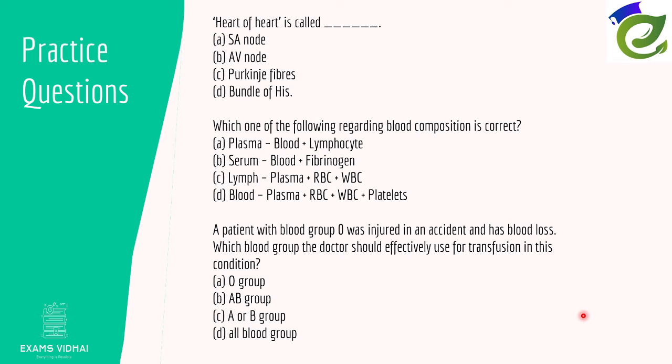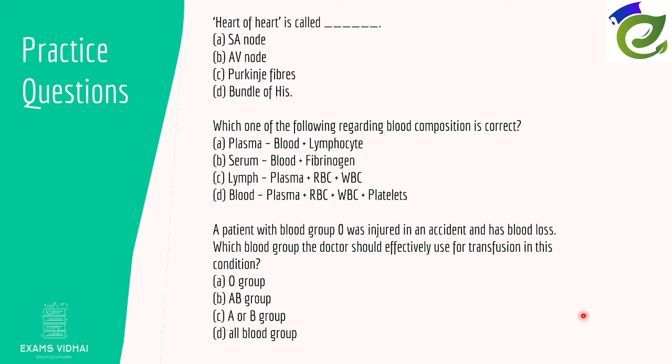The pacemaker of the heart is called as: SA node, AV node, Purkinje fibers, or bundle of His. The next question states: which one of the following regarding blood composition is correct? Plasma is containing blood and lymphocyte. Serum is containing blood and fibrinogen. Lymph is containing plasma, RBC and WBC. Blood is containing plasma, RBC, WBC and platelets.